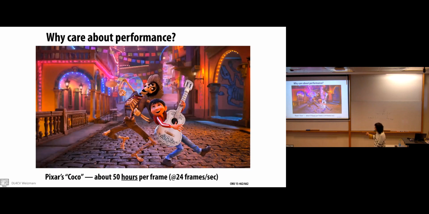Let's move on. This is just an example of one frame of a movie, which took 50 hours per frame, although it's not a new frame, but it's just to let you know how much time it can take to make a good rendering. Okay.